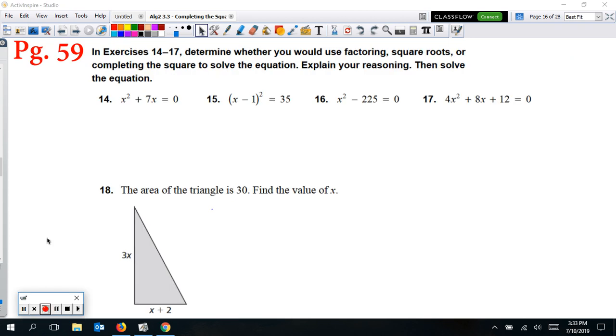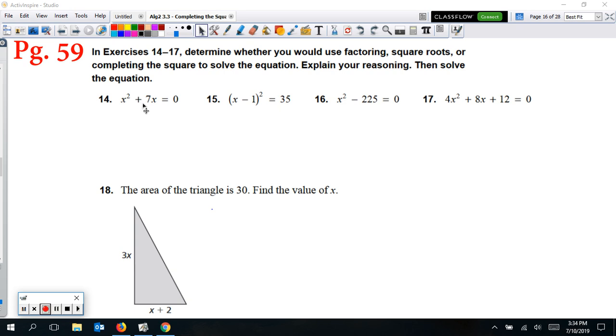Okay, so 14 through 17 says determine whether you would use factoring, square roots, or completing the square to solve the equation. So we need to start to make a decision on when we see any quadratic equation, we know it's quadratic because it's an x squared equation, which method we want to use to solve it. So sometimes some ways are better than others.